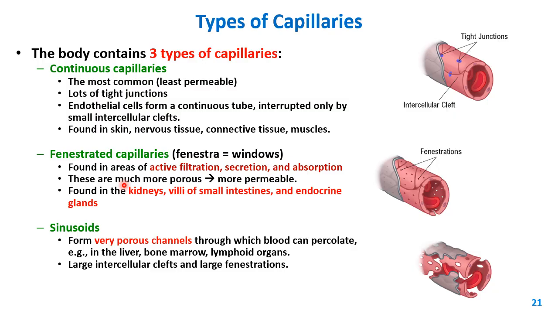And here are your examples. You're going to find them in the kidneys, also in villi of your small intestines, and also in endocrine organs, because you're going to have to allow a lot of stuff to get out of that organ, secretion in bulk. So it helps if you have fenestration in the endothelial layer.